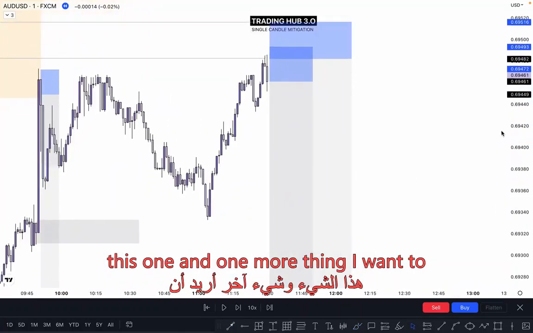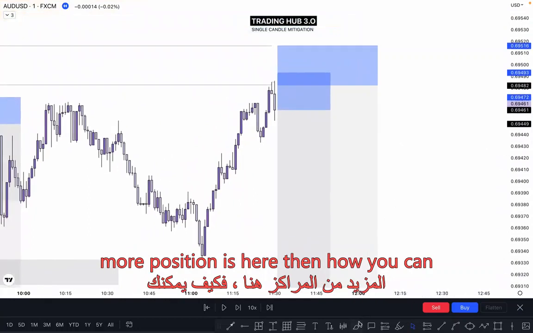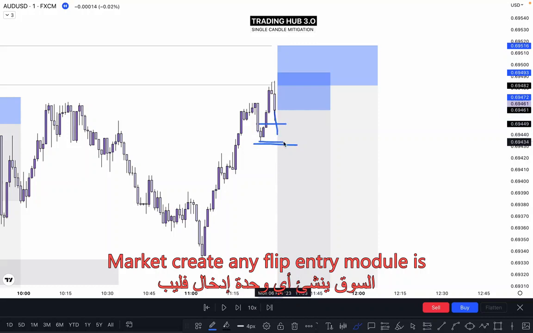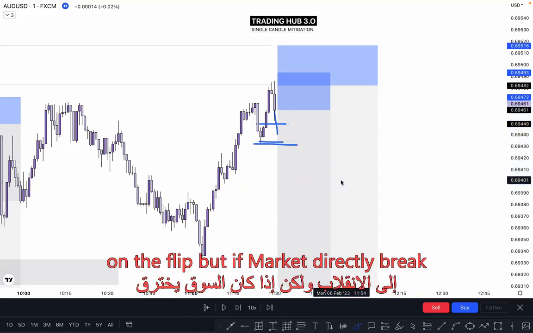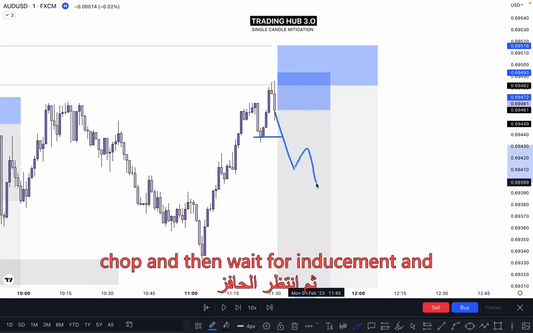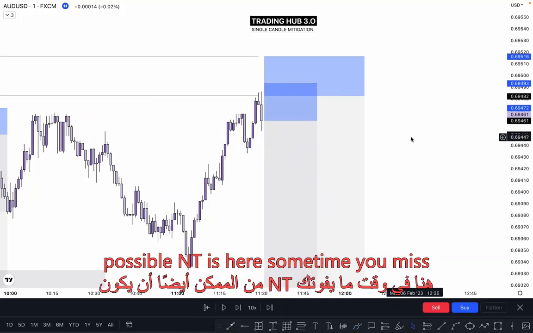And one more thing I want to mention here, if you are willing to add more position here, then how can you sell here? This one is our choch. If market creates any flip entry model here, then you can also sell here based on the flip. But if market directly breaks this low here and this becomes our choch, then wait for inducement and then sell, correct? So this one is also a possible entry here.